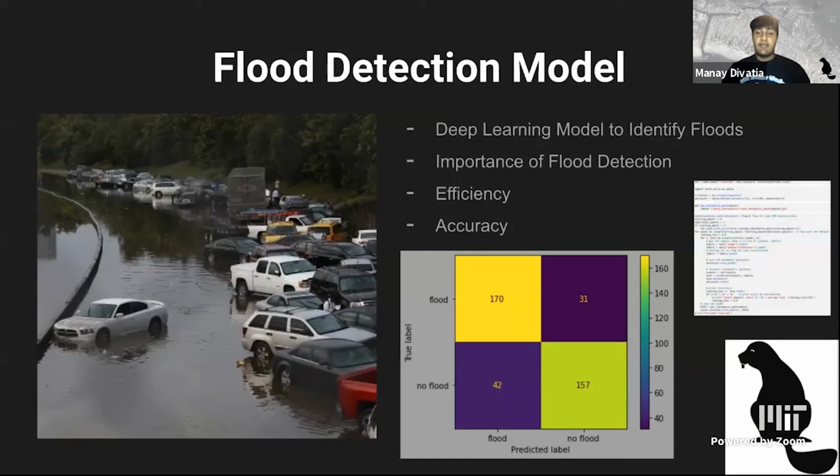Finally, as you can see at the bottom of the screen, the confusion matrix shows that the model identifies both floods and non-floods correctly most of the time, which means that it was a reliable source for these emergency responders.